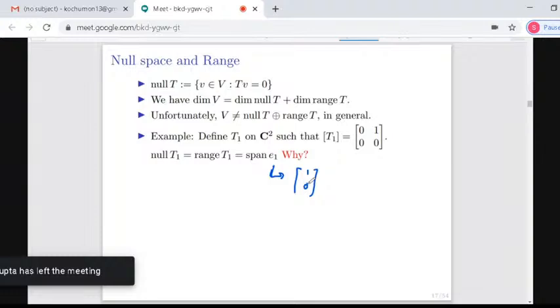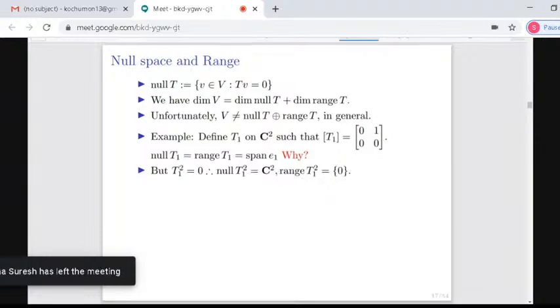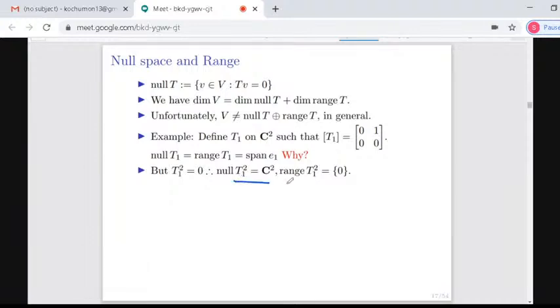Furthermore, if you take T1 squared, T1 squared is actually 0, and therefore the null space of T1 squared is equal to C2 itself, and the range is the singleton 0. So we get that V is the null space of T squared direct sum the range of T squared, because the range of T squared is anyway 0 only, but here we get fully C2.